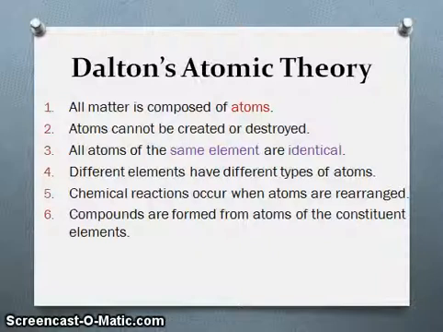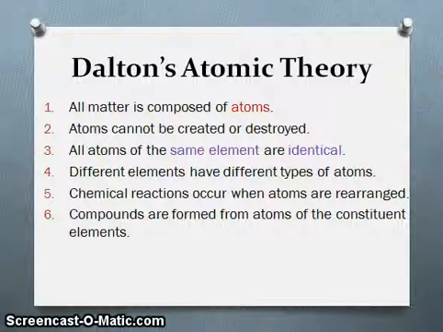Now we're going to talk about the main points of Dalton's atomic theory. So number one will be all matter is composed of atoms, which are extremely small particles. Number two is atoms cannot be created or destroyed. They cannot be subdivided into smaller particles. So the atom will be the smallest particle we can find according to Dalton.